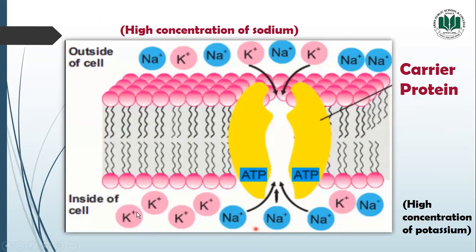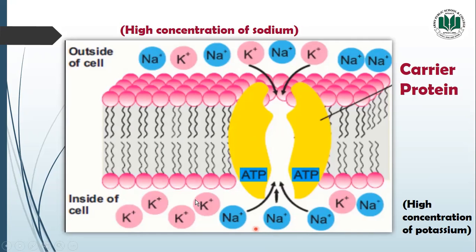So in the inside of a cell there is a high number of potassium: 1 2 3 4 5, 5 molecules of potassium are shown inside the cell, and the figure is showing 3 molecules of potassium on its outside. And sodium, 1 2 3 4 are on inside, and 1 2 3 4 5 are on outside.